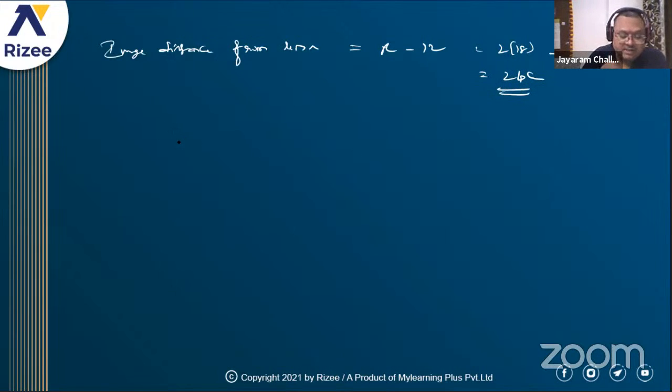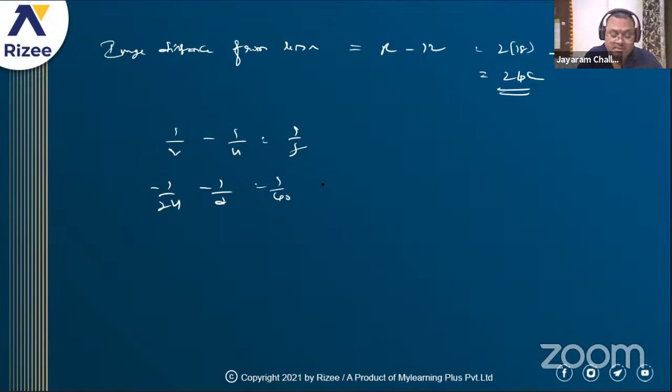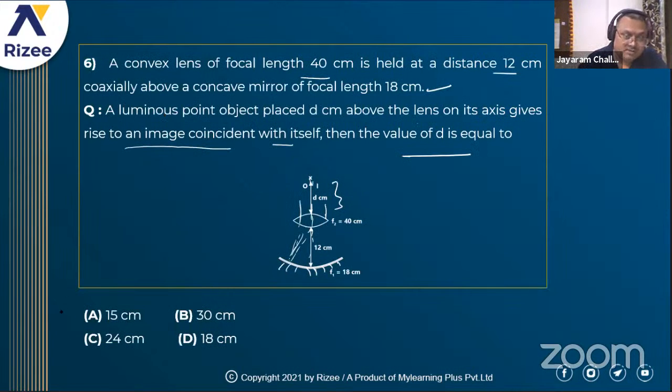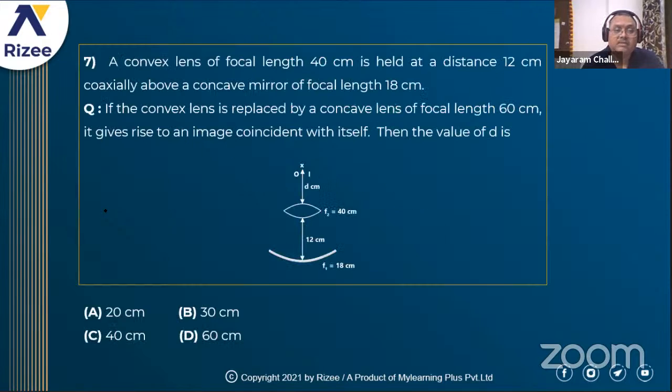From this one, if he is asking the D value, that is 1 by v minus 1 by u is equal to 1 by f, so 1 by 24 minus 1 by D is equal to 1 by 40. So from this one, on solving, you should be getting D is equal to 15 centimeters. So this is the only value that is going to exist here, 15 centimeters.